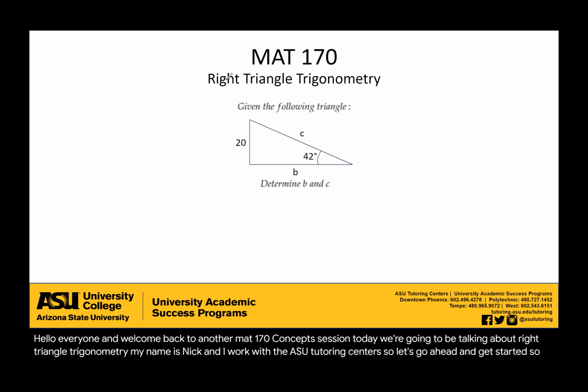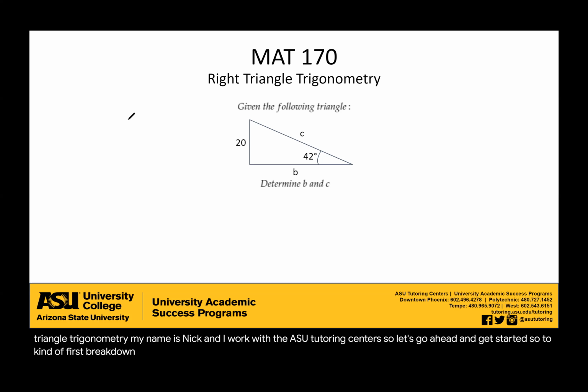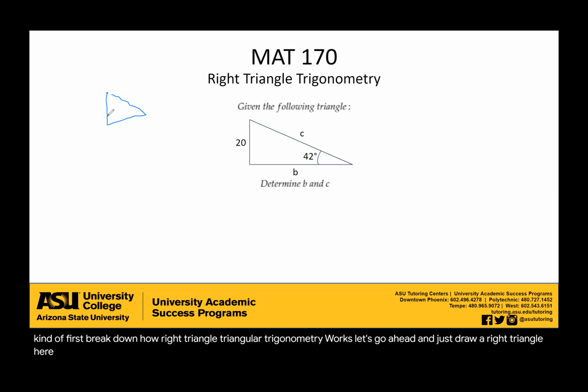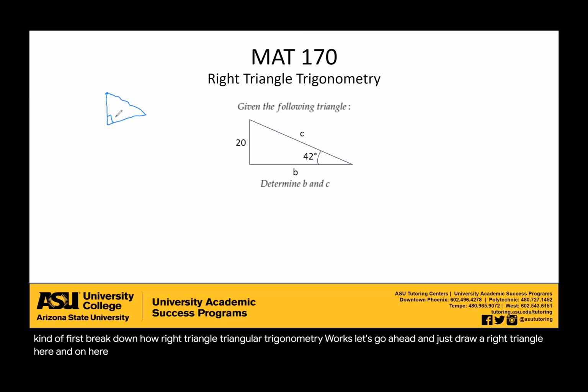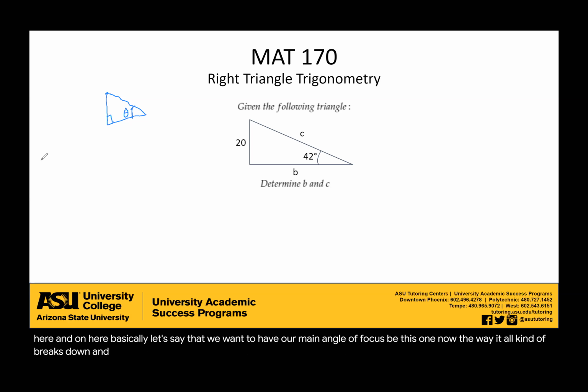So, to first break down how right triangle trigonometry works, let's go ahead and just draw a right triangle here. And on here, let's say that we want our main angle of focus to be this one. Now, the way it all breaks down, we can write off to the side here.